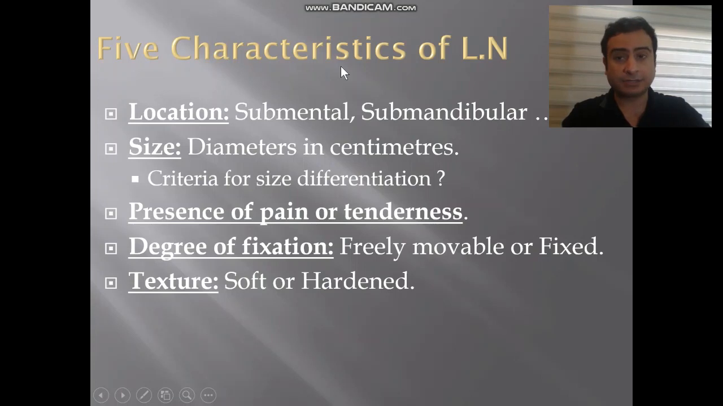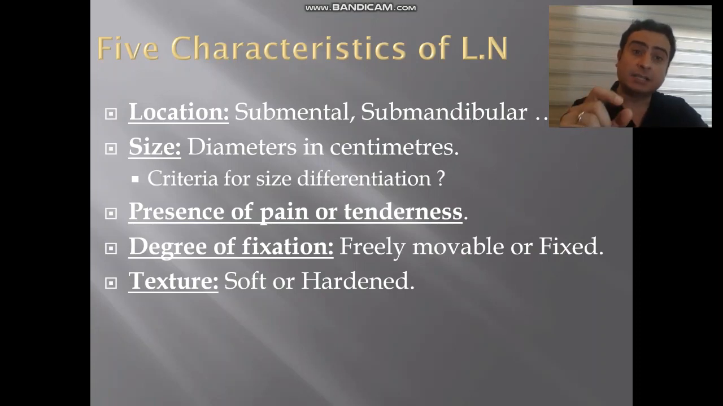There are 5 characteristics we need to observe during the examination of the lymph nodes. This would include the location, size, presence of pain or tenderness, the degree of fixation, and the texture. The location, for example, we can say right or left, submandibular, submental, or whatsoever lymph node, and then we record the size of it. A lymph node can be considered enlarged within the head and neck region if it is more than 10 millimeters in diameter, about 1 centimeter. If it is more than 1 centimeter, the operator can record it as an enlarged lymph node.